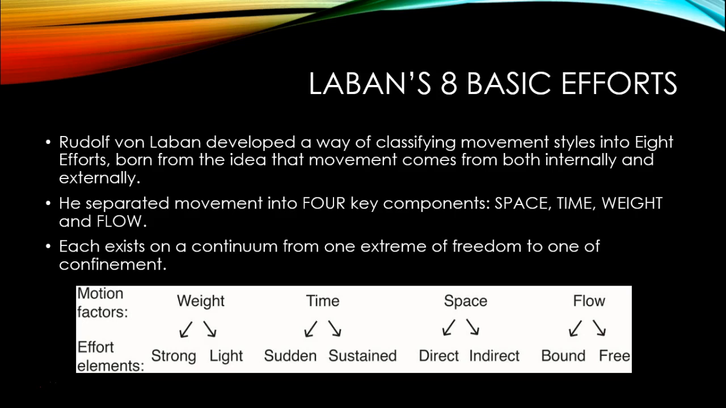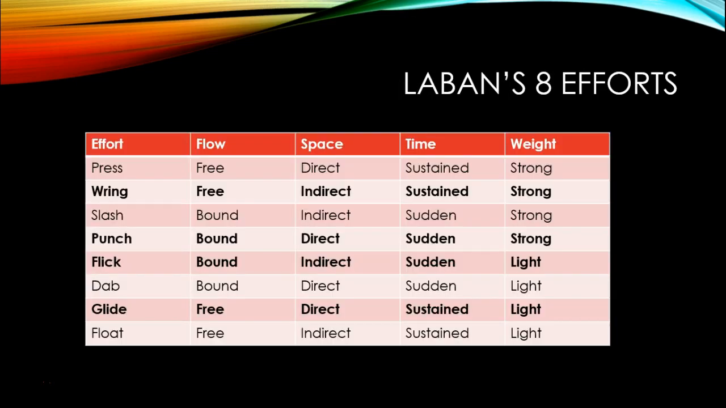Each of these components were on a continuum, so he used these as an expression of ways in which we move naturally, to help classify the types of movements you can use when developing character. So you can see along the bottom the motion factors, weight, time, space, flow, and then the effort elements. They're the ends of the spectrum: strong to light, sudden and sustained, direct or indirect, and bound and free. We're not going to concentrate on all of these because there is 8 of them. We'll explore 4 that all look at certain different aspects of these.